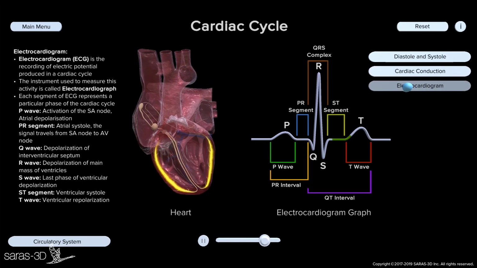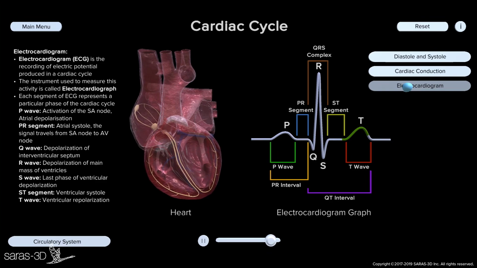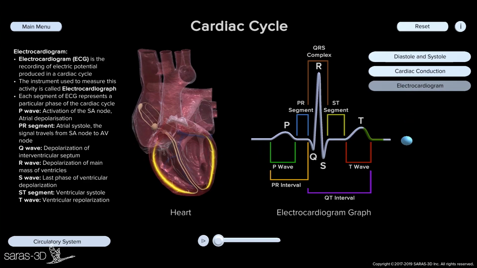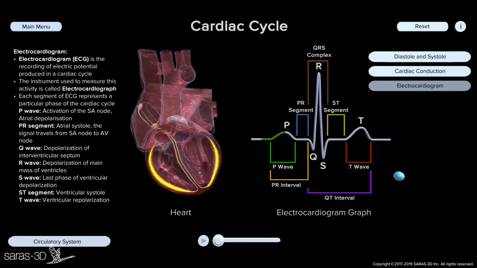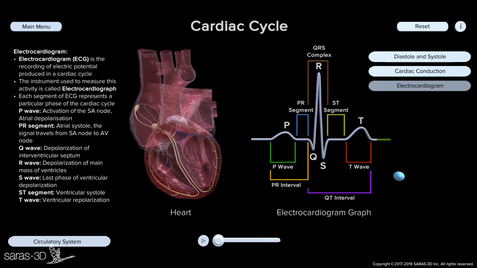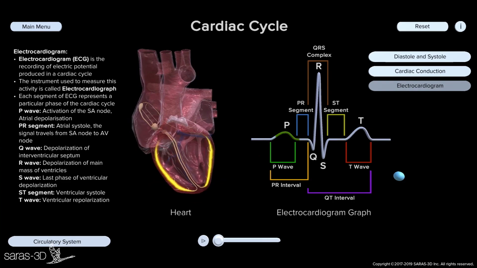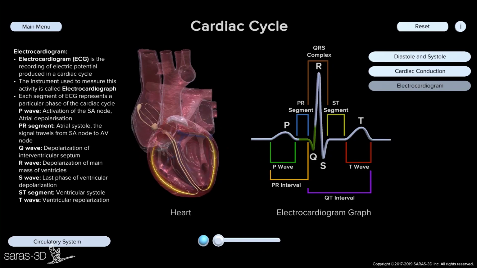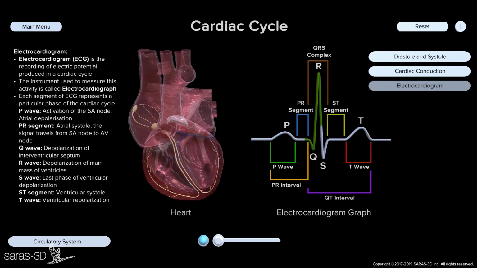Moving to the final part of the cardiac cycle, that is the electrocardiogram, or simply ECG. ECG is a diagnostic tool in medicine, used to detect and record the electrical activity of the heart. Electrical signals begin at the SA node, as we have just seen, and travel to the right atrium and then simultaneously to the left atrium, causing them to contract, which leads to the pumping of blood to the ventricles.